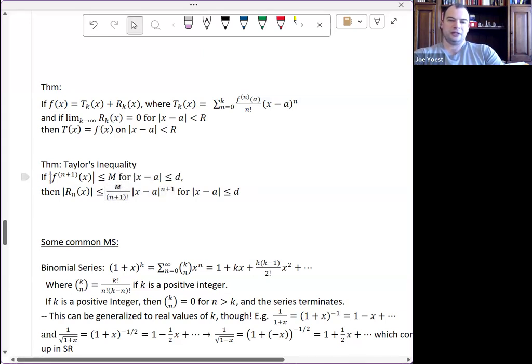What is in my numerator here? It is the maximum of the derivative over the interval that I'm interested in estimating this on. So absolute x minus a less than or equal to d. So I'm interested in an interval from a minus d to a plus d. Over that interval, I figure out what's the maximum value of my n plus first derivative of f in absolute value. That's what M is. Plug that in and get my error bound.